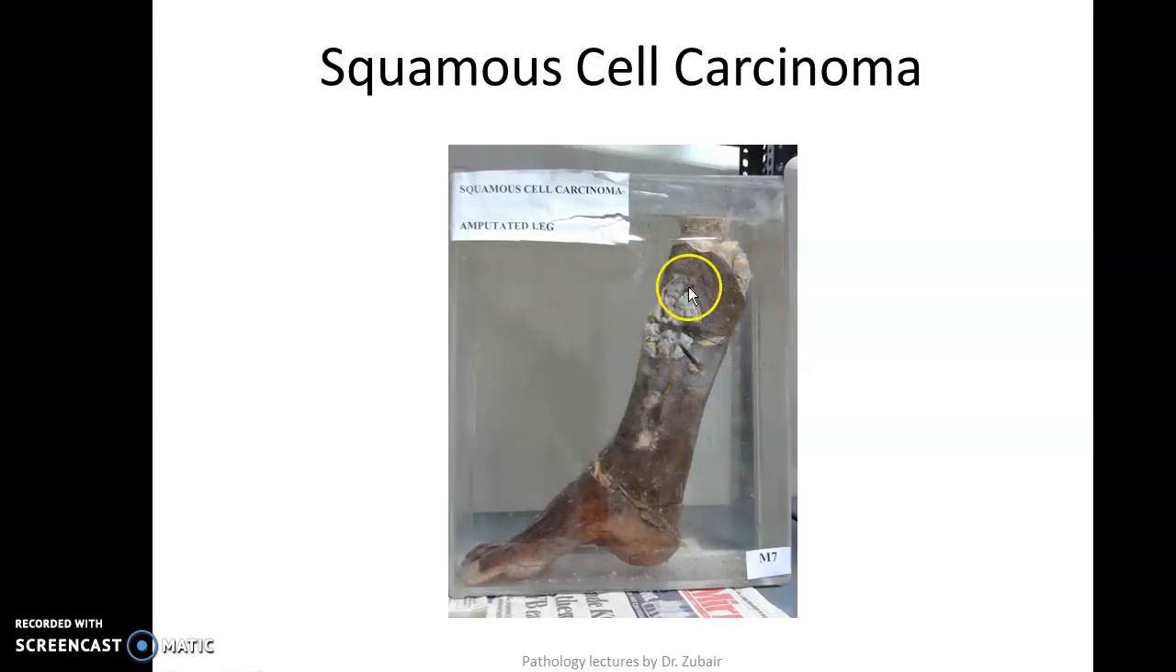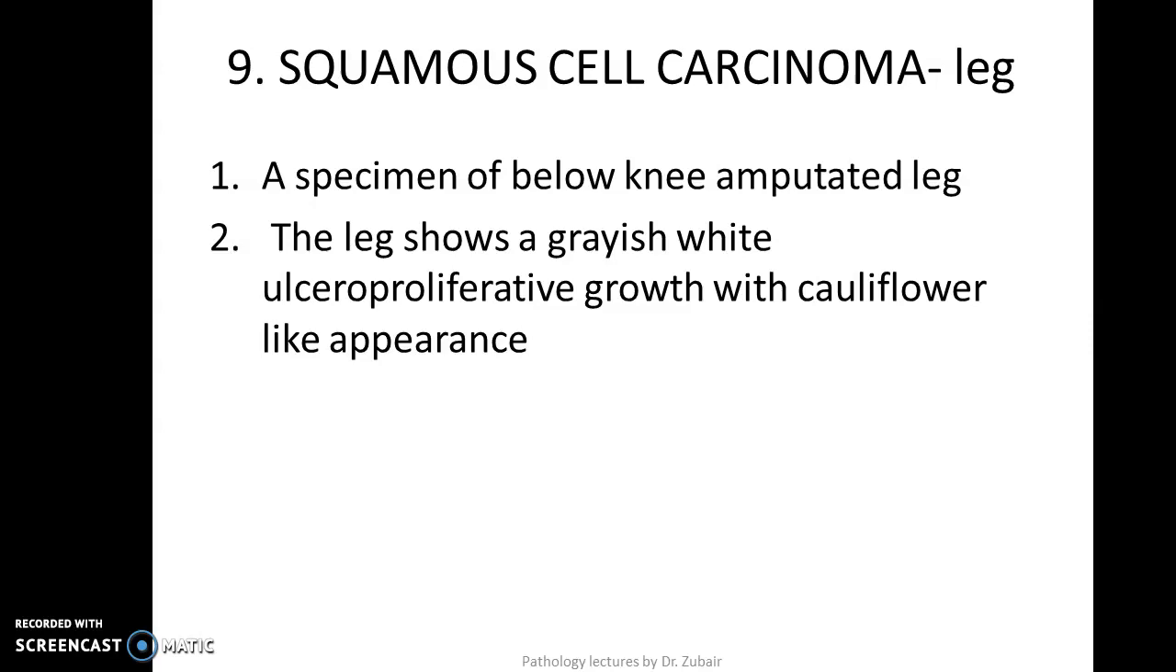ulceroproliferative lesion involving the skin. The most common cause will be a squamous cell carcinoma, okay, and moreover it has a very cauliflower-like appearance. All right. So this is a specimen of below knee amputation of the leg. The leg shows grayish white ulceroproliferative growth with cauliflower-like appearance. And the obvious question again will be, what are the features of a malignant tumor? A malignant tumor on gross will be ill-defined, circumscribed, infiltrating into the underlying tissue, and they frequently metastasize.